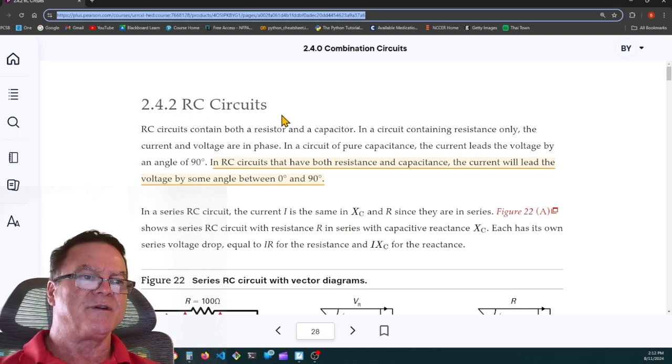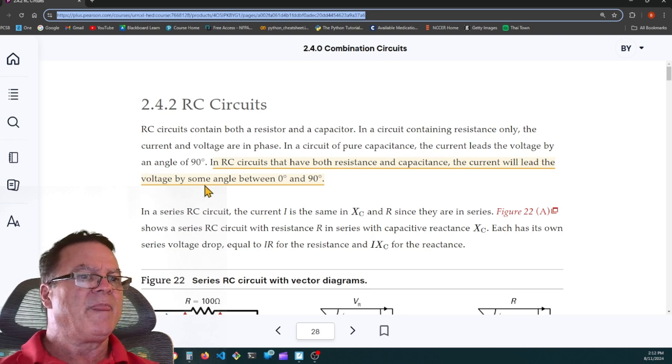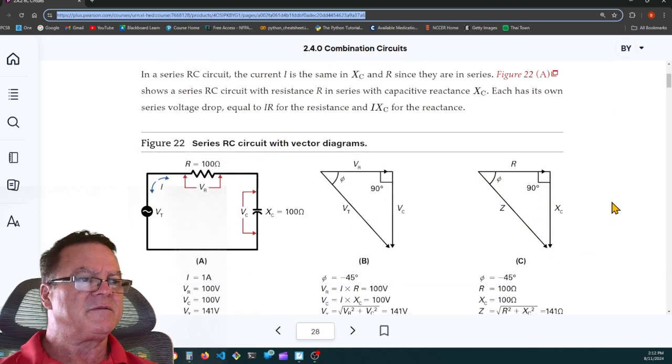2.4.2 RC circuits. In RC circuits that have both resistance and capacitance, the current will lead the voltage by some angle between 0 and 90 degrees.